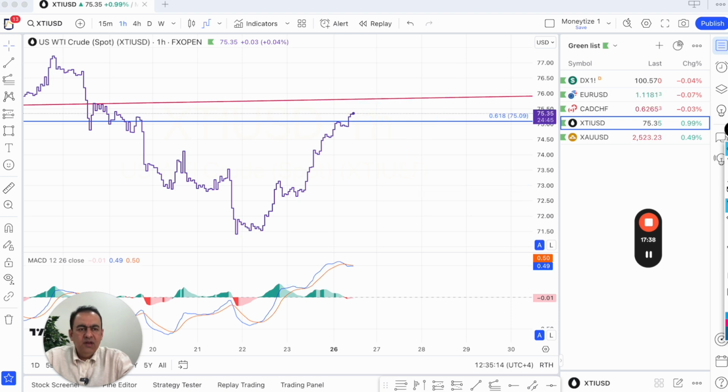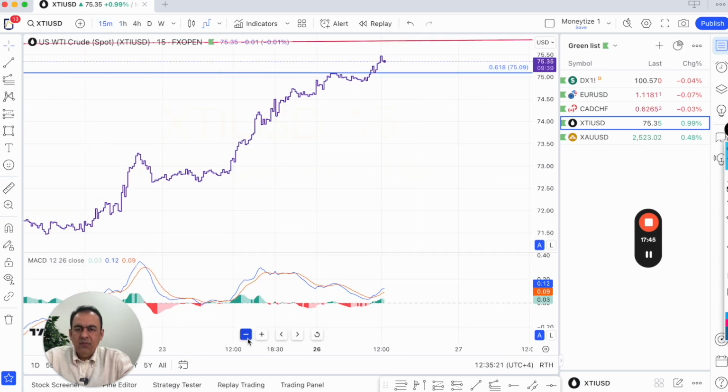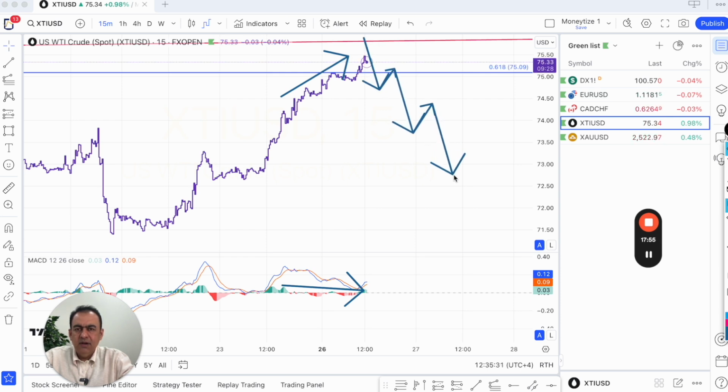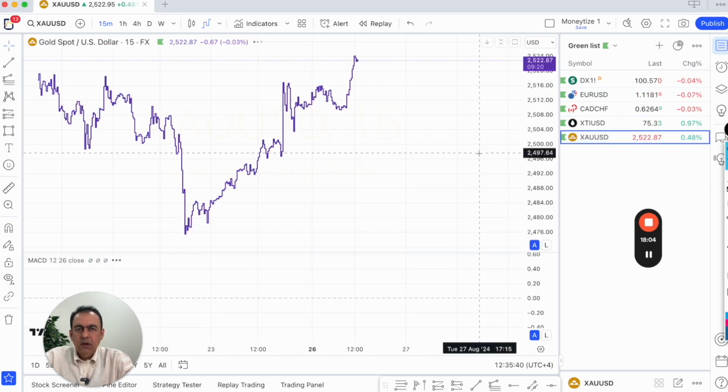Now moving to 15 minutes. Yes, bearish divergence is forming up, not yet complete. So after the bearish divergence is completed, I can expect that sellers will push the price lower for a short time, and then finally one more push up. So this is the plan for crude oil, and finally I'm going to talk about gold.